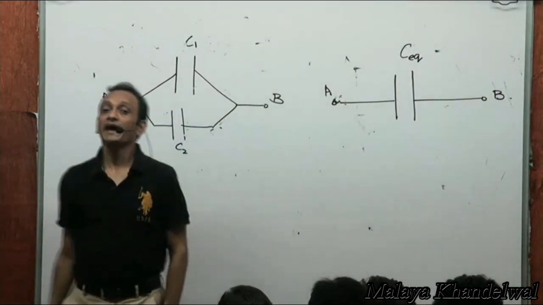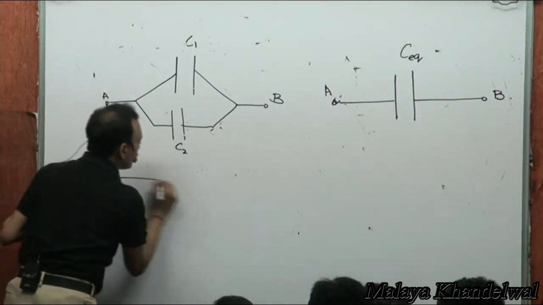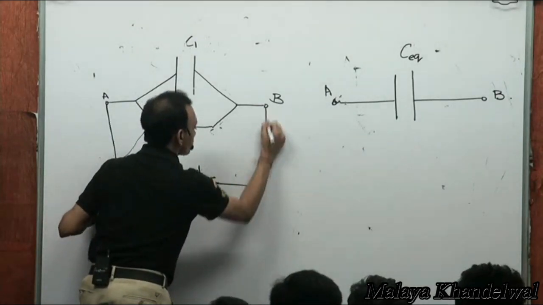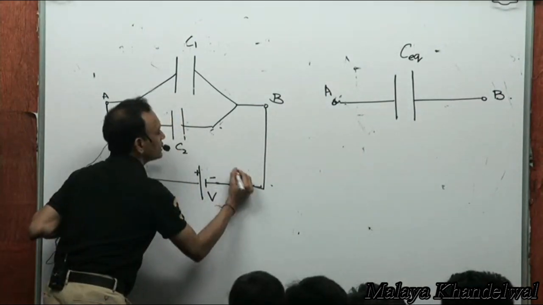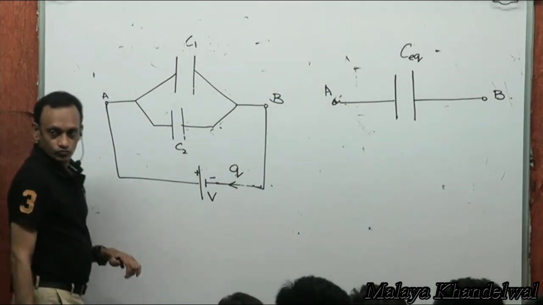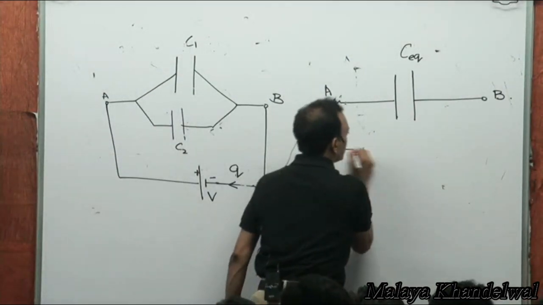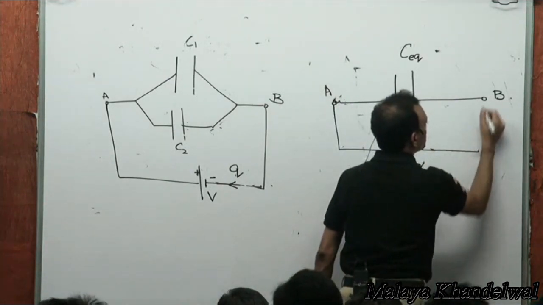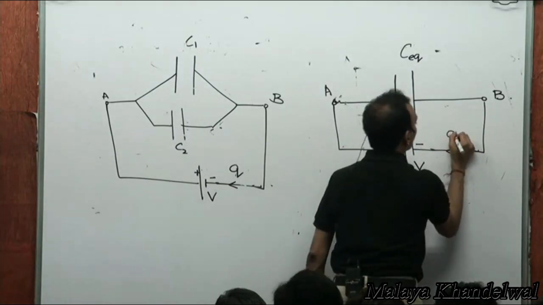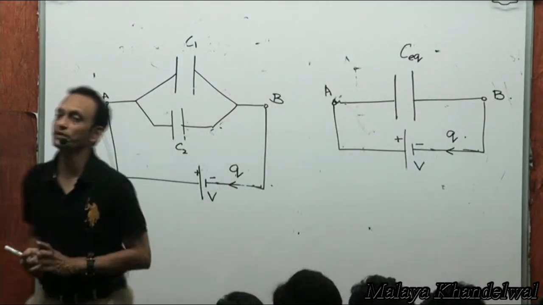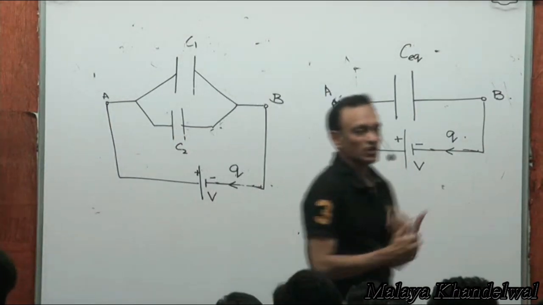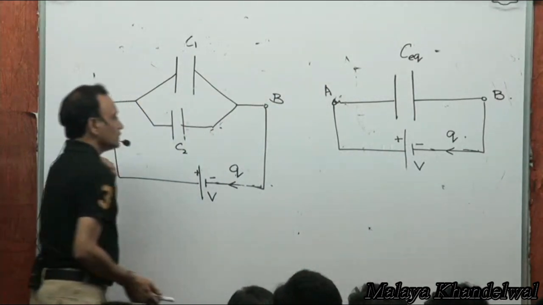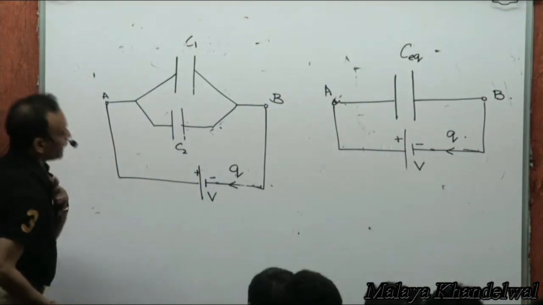Which means I would imagine a battery of V volts to be connected between A and B here, which results in a flow of charge Q. And if the same battery is connected here between points A and B, it will result in flow of charge Q as well. That's when the two arrangements are looked upon as being equivalent between points A and B.